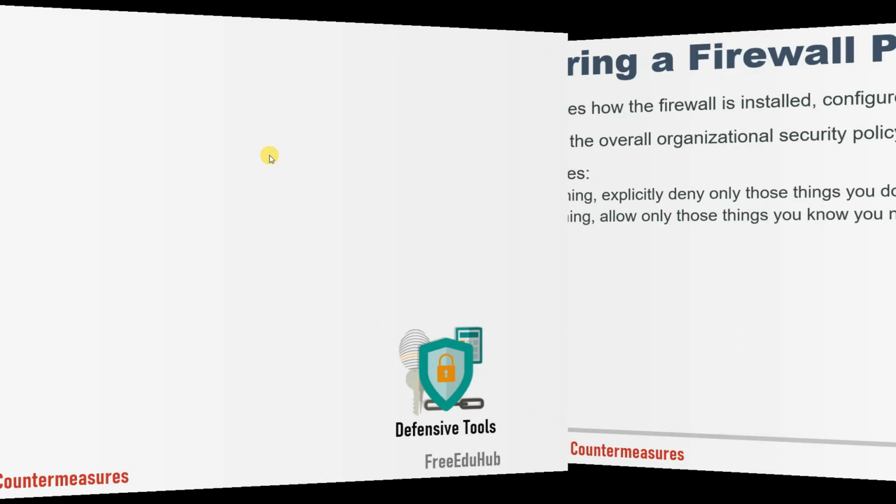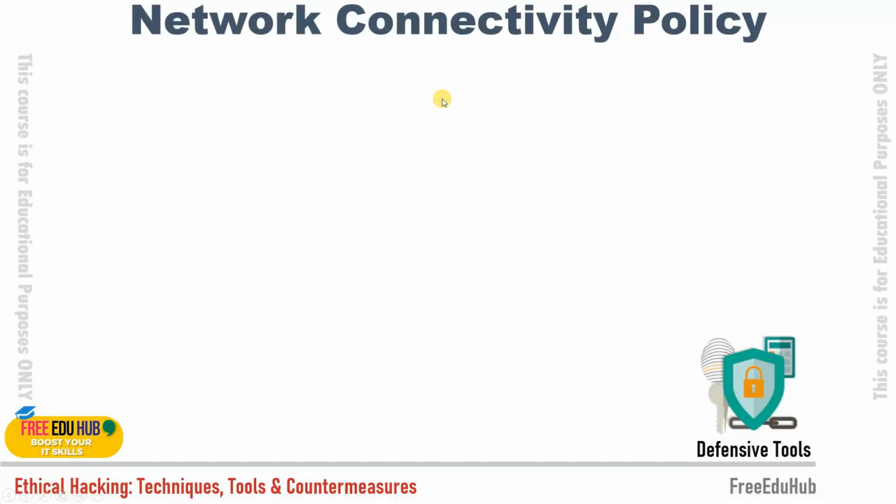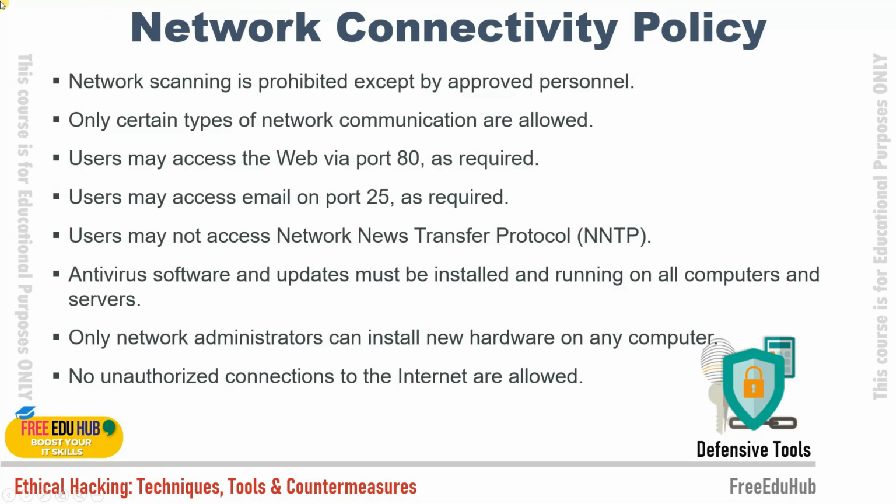After that, we have the network connectivity policy. This portion of the firewall policy focuses on defining the specific devices and connections that are allowed to connect to the organization's network. The policy outlines details such as the network operating system, approved device types, device configuration, and communication protocols, etc. This aspect of the firewall policy plays a significant role in determining the effectiveness of the firewall. It establishes the rules and restrictions for permitted network traffic.